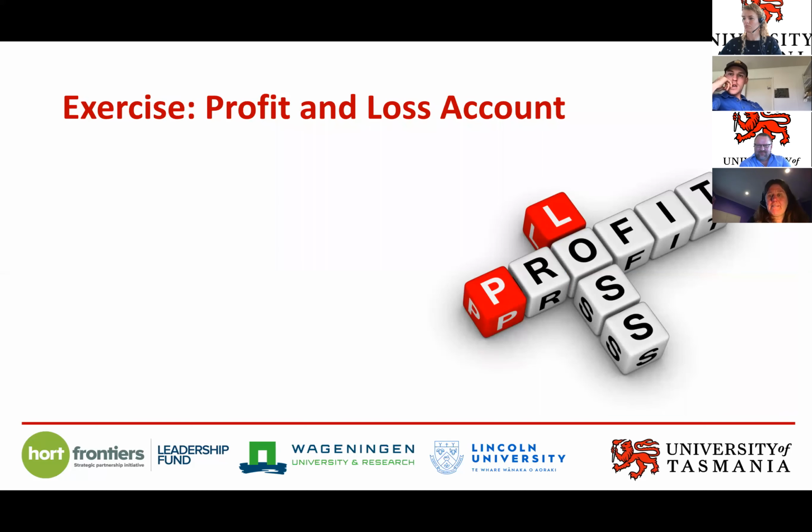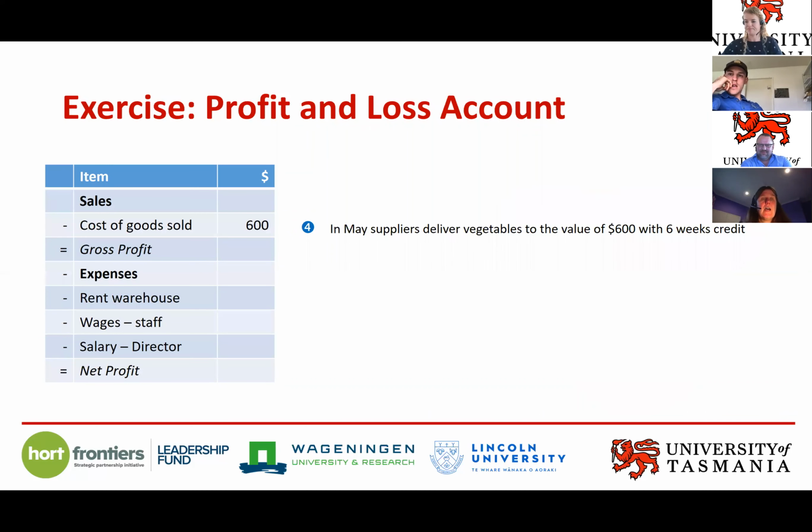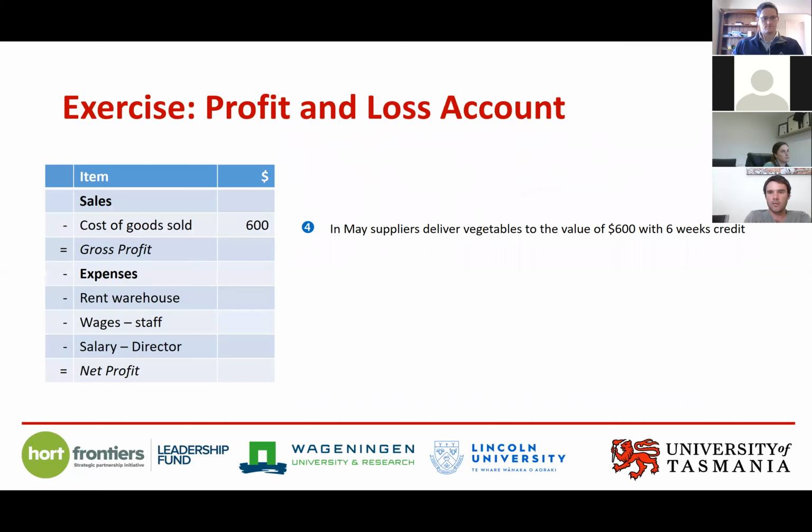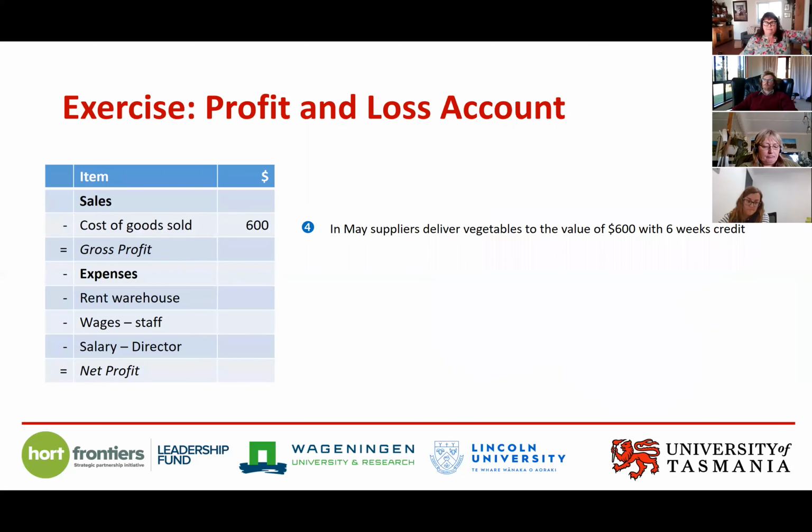So in terms of the profit and loss account, what we have is sales, the cost of the goods sold, so the cost of those vegetables that he's bought, to give us gross profit. And then we've got the expenses, so the rent on his warehouse, the wages, the salary, and then the sales themselves.